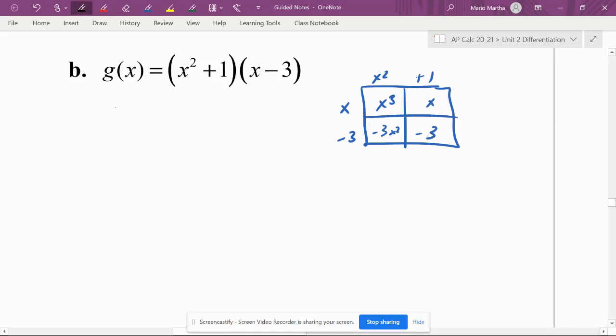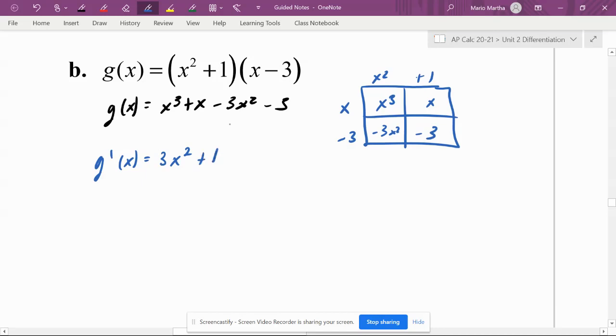We haven't even changed it yet. So g of x equals x cubed plus x minus 3x squared, and then minus 3. And now we're looking for g prime. So again, we're going to apply the constant and power rule, which is pretty much the only thing we've learned so far. So n equals 3 here. So that's 3 times x to the n minus 1, which is positive 2. And then the derivative of x is always just going to be positive 1, so plus 1.